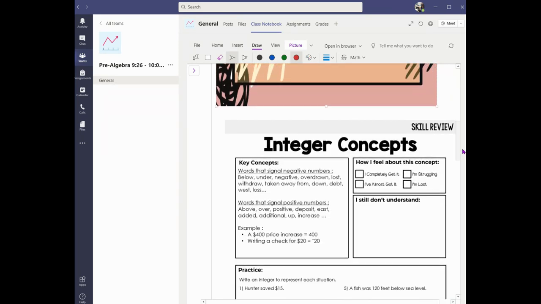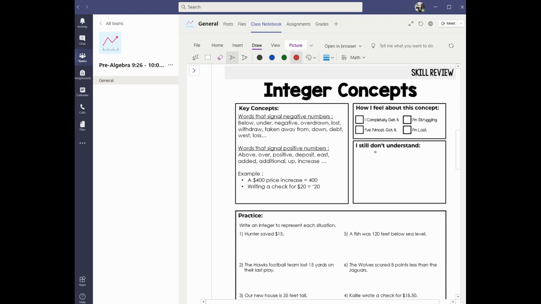So today we're talking about concepts of integers. And here are some words that signal negative numbers. I think I could have done a little bit better. Let me erase it. There we go. And let's take negative numbers. They're good to put in red.